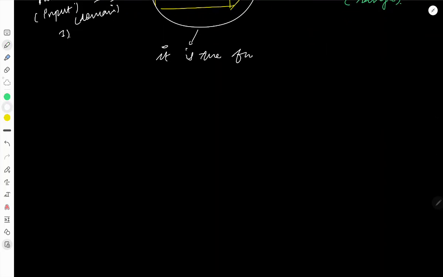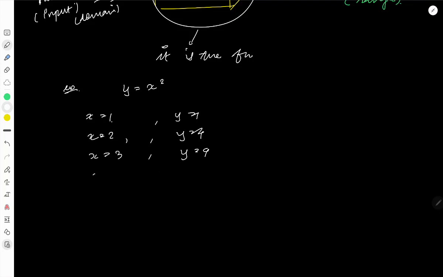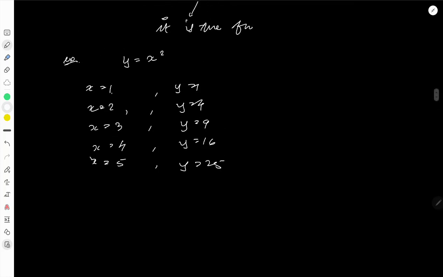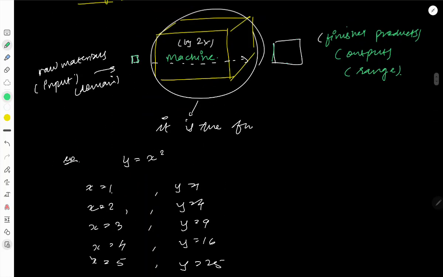And now to see a mathematical example, we can take the example of y equals x square, just as an example. If we put the value of x as 1, y is 1, x as 2, y is 4, x as 3, y is 9, and x as 4, y is 16, x as 5, y is 25. And so we can relate this machine to this machine.